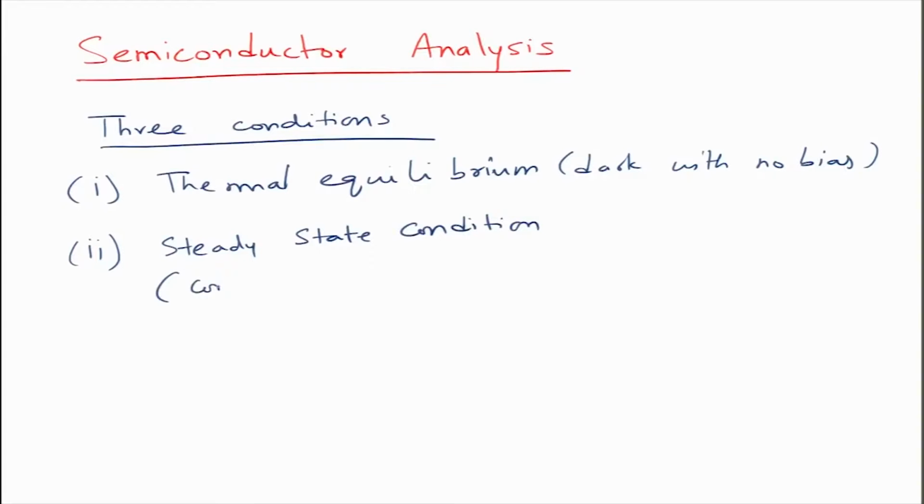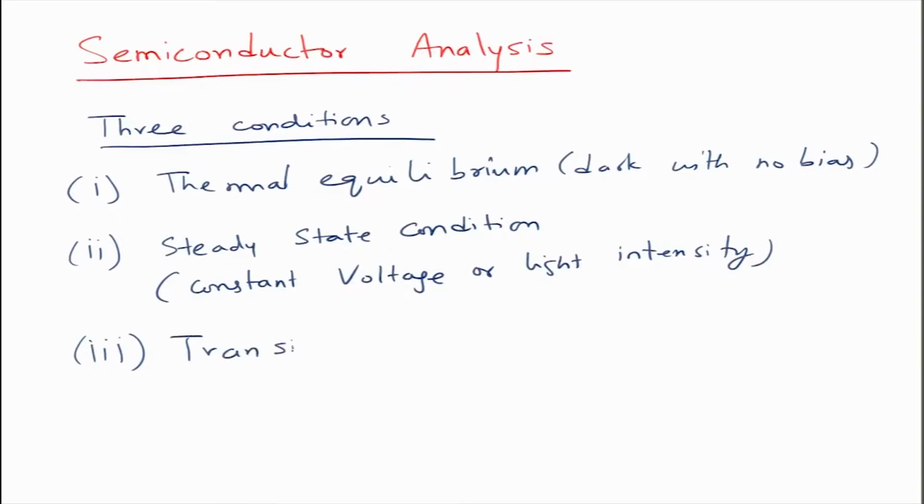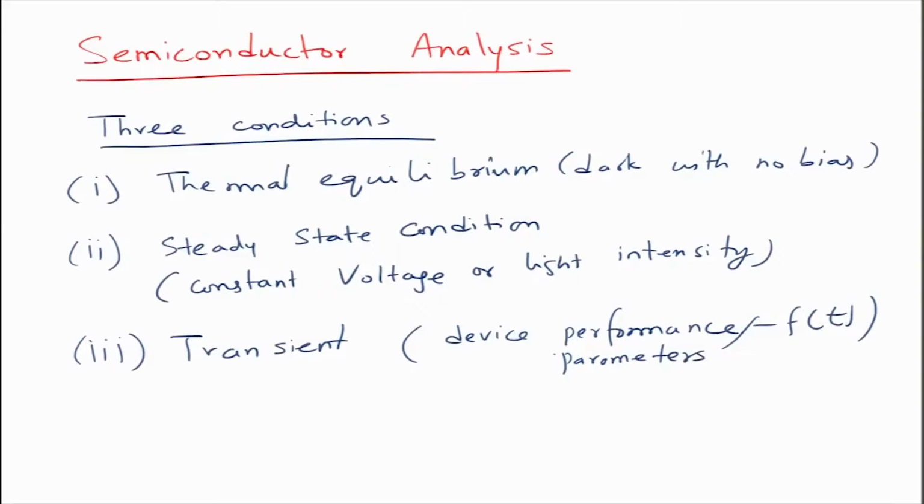in which you have a constant voltage or light intensity which is applied to the device, okay. And then the third one is transient, that is device performance or device characteristics are a function of time, or you can say parameters change with time. Generally solar cell operate in these two regimes, okay. So, generally solar cell operate either in steady state conditions or in transient conditions.